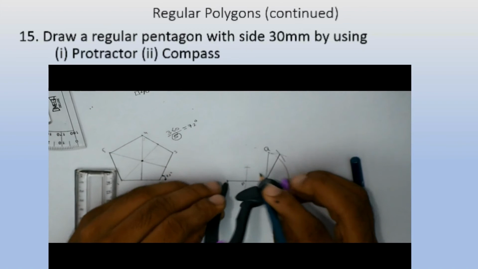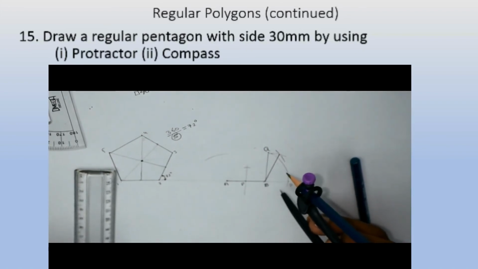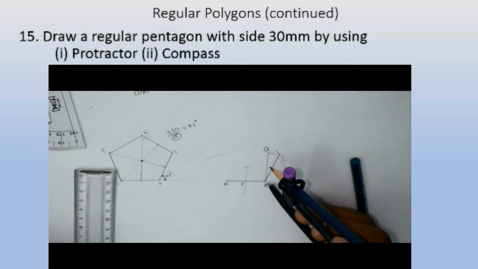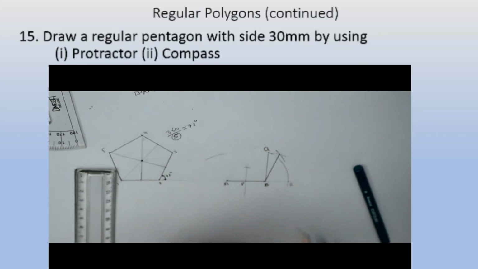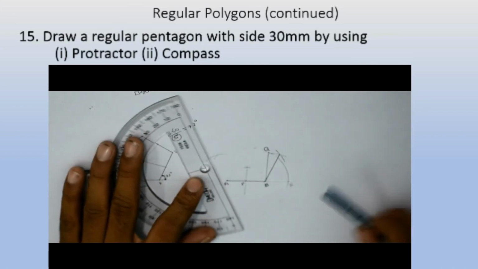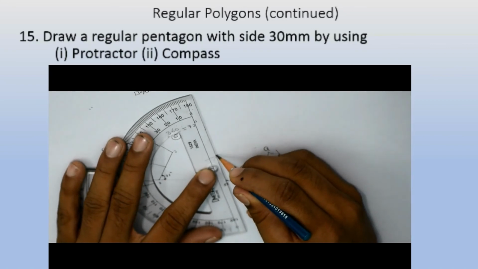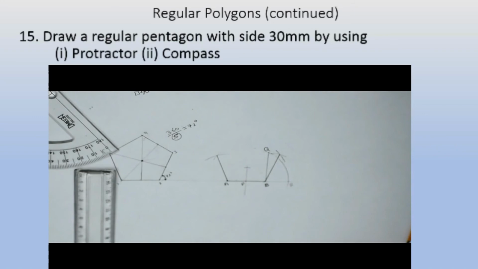Again, with radius AB and center A, I have to cut one arc, and then again with radius AR and center B, I have to cut this arc which I have obtained before, and I have to join the point obtained from these two arcs with A. This is, we can say, the third side of the pentagon. So now you can see that a pentagon is going to appear here.